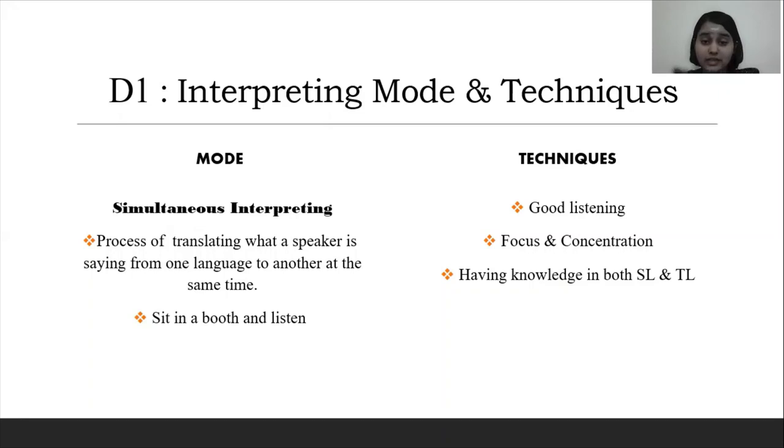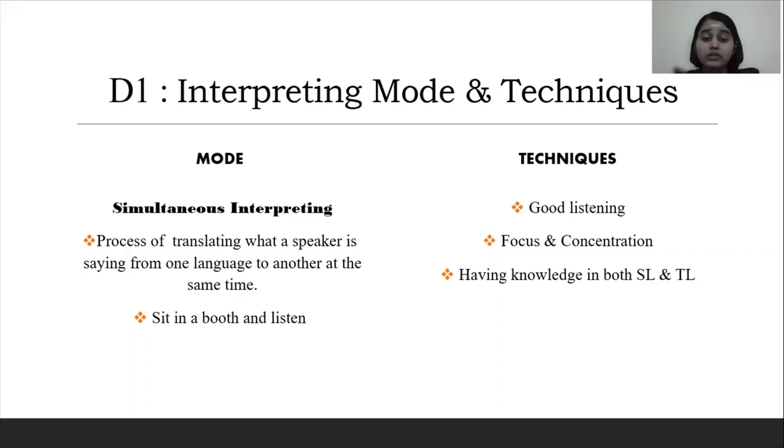Besides that, interpreters are also able to avoid any sudden starts as well as stops and long pauses from happening when interpreting, as they will be able to remember and think quickly what needs to be interpreted by mastering this technique. And the last technique is having knowledge in both the source and target languages.